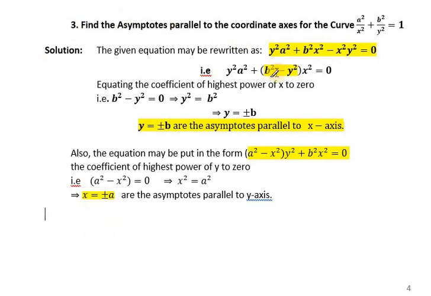So even this curve has 4 asymptotes, that is x is equal to plus or minus a and y is equal to plus or minus b.